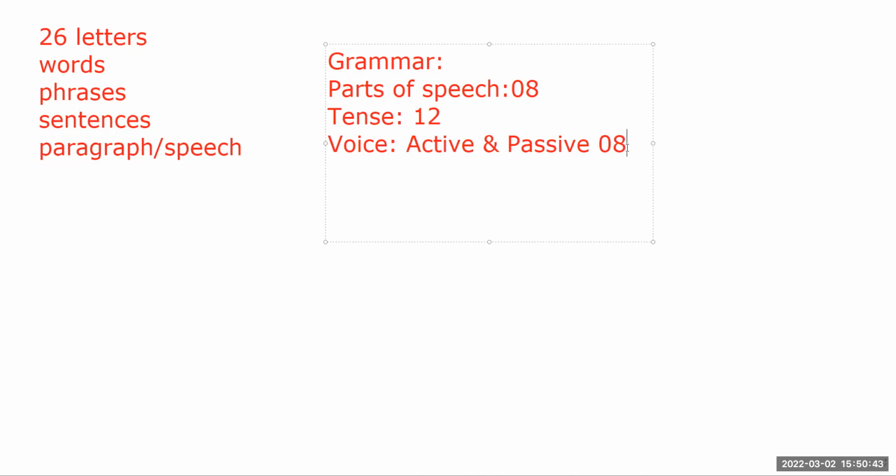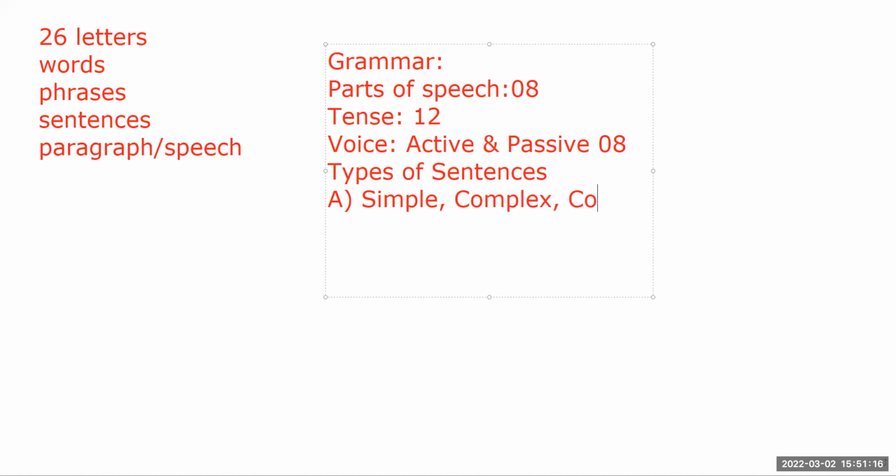And one more topic I will suggest can be types of sentences. If you learn types of sentences, that is also going to help you. There are 2 ways we can make this classification. First of all, you can think based on the structure of the sentences. It can be a simple sentence, complex sentence, and compound sentence.